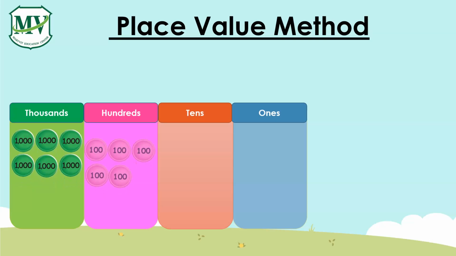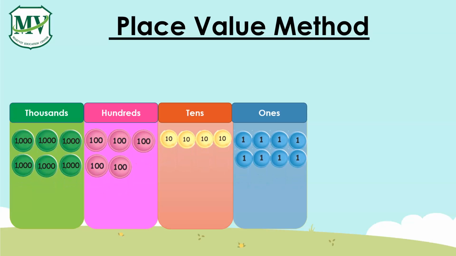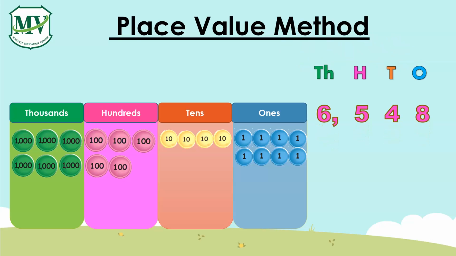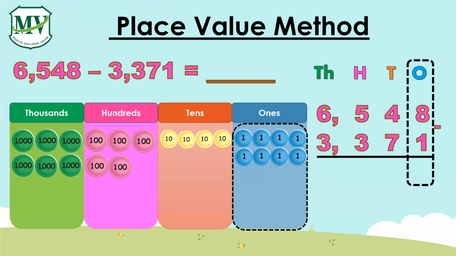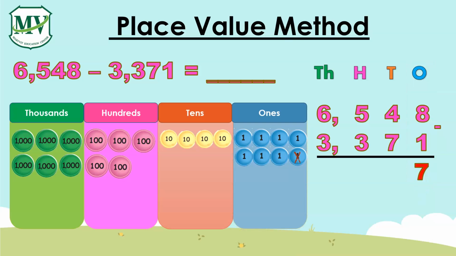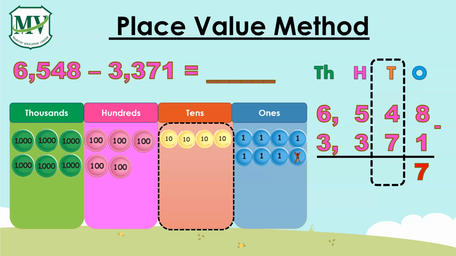Another example of subtracting numbers using place value method. We have 6,548 minus 3,371. We begin with Step 1. Subtract the ones. 8 ones minus 1 one equals 7 ones. Step 2. Subtract the tens. 4 tens minus 7 tens cannot be.